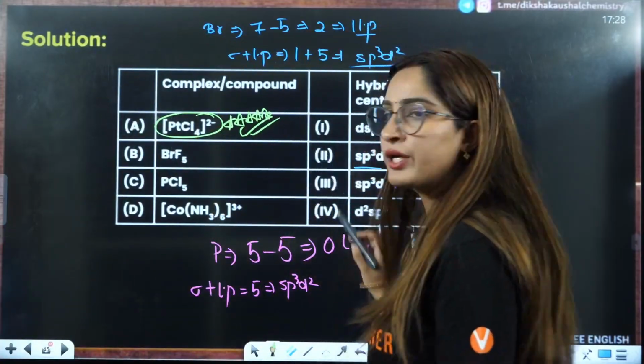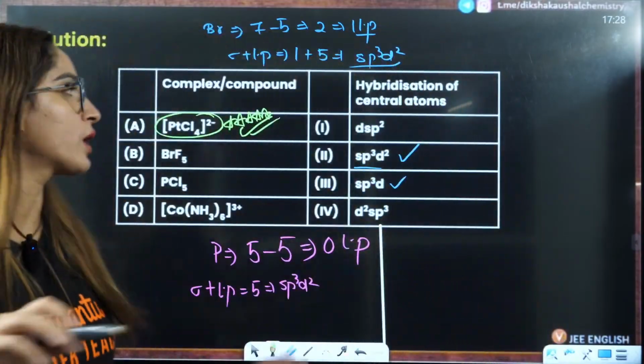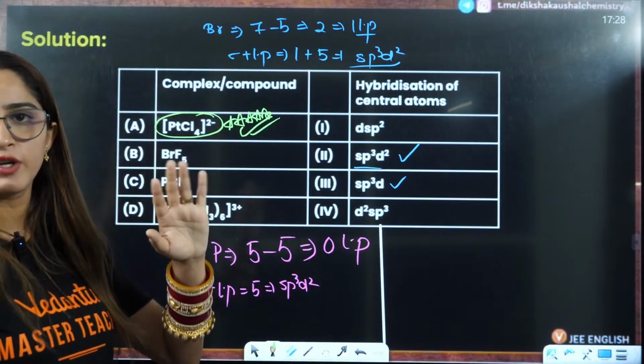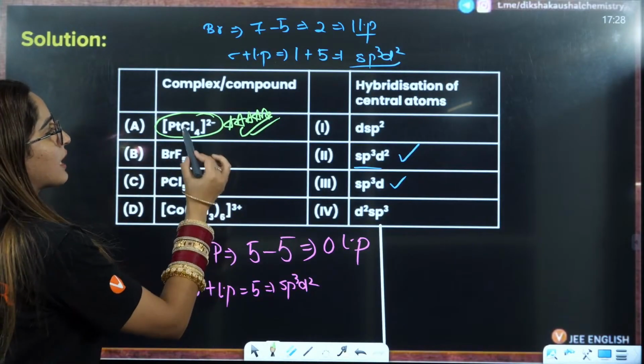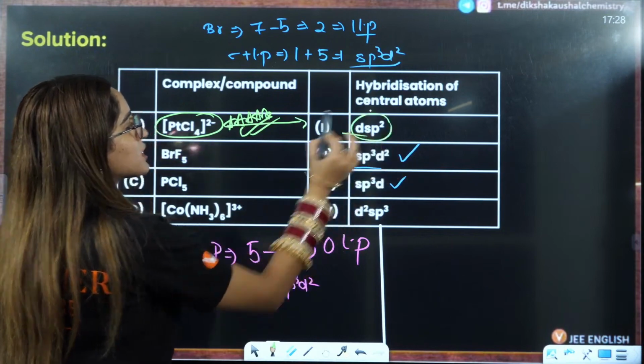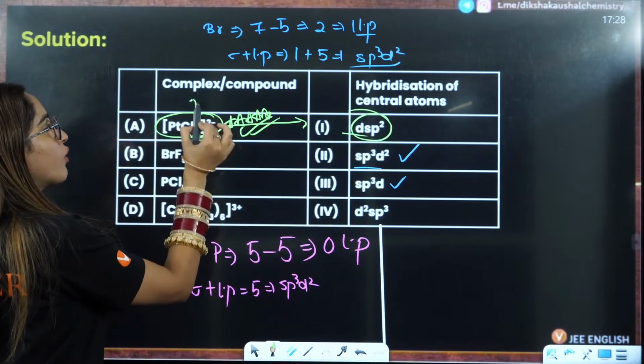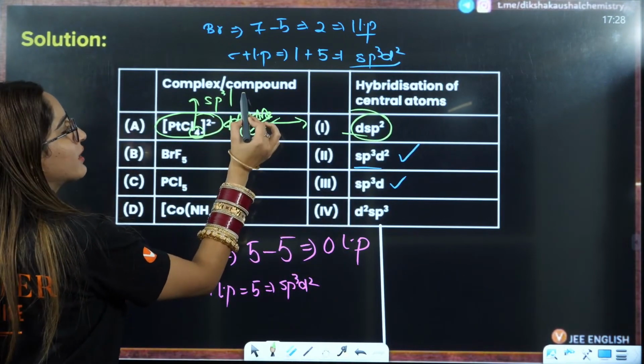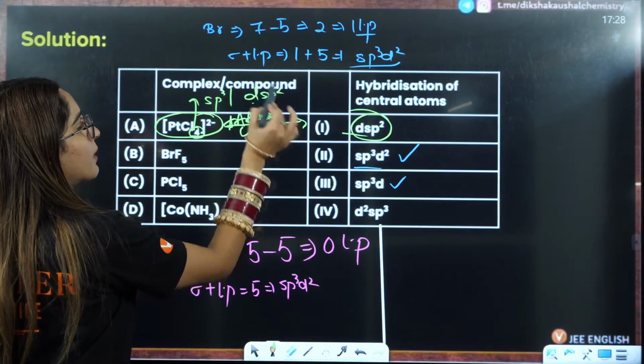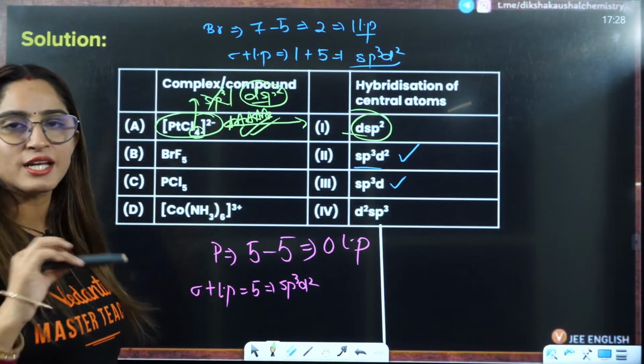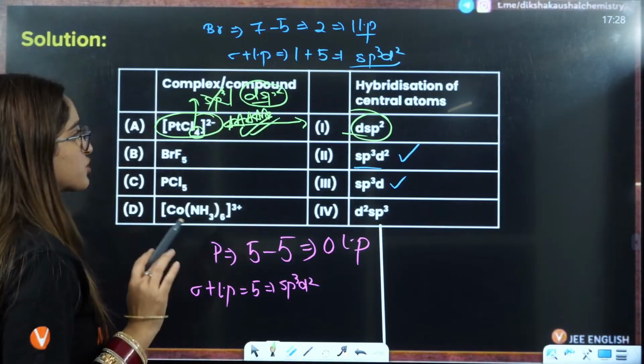Basically, it is going to cause pairing in this case. Because Cl, when you have Pt, will cause pairing, it will act as a strong field ligand, so that is why the answer will be dsp2. With coordination number 4, it can have sp3 or dsp2, but the d orbital will be empty, that is why it will have dsp2 hybridization.